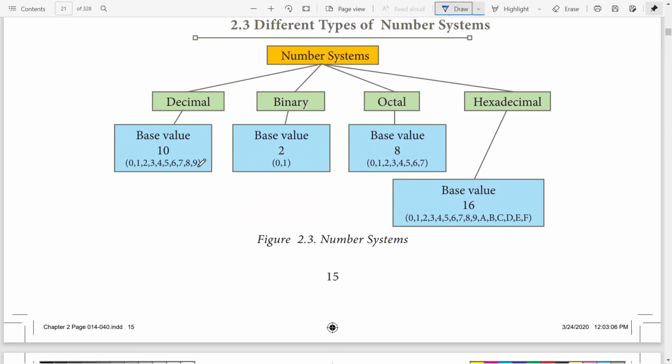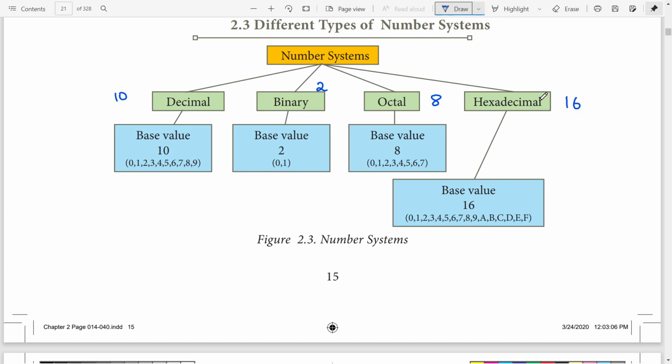This is a very important topic that is very helpful for your future higher classes. Decimal system, binary system, octal, hexadecimal. The base value of decimal is 10. Binary, base value of binary is 2. Octal, base value is 8. Hexadecimal base value is 16.